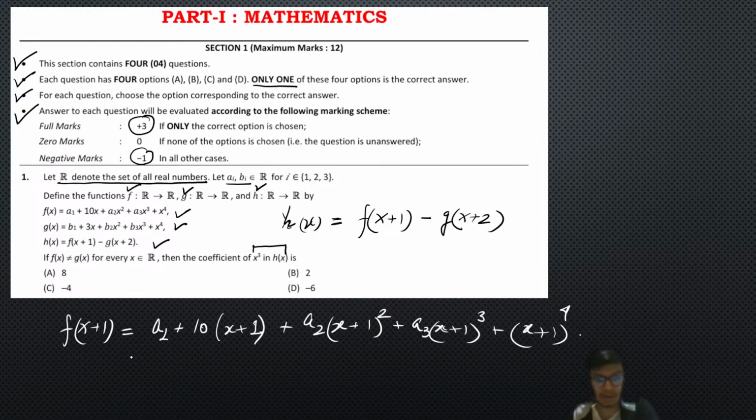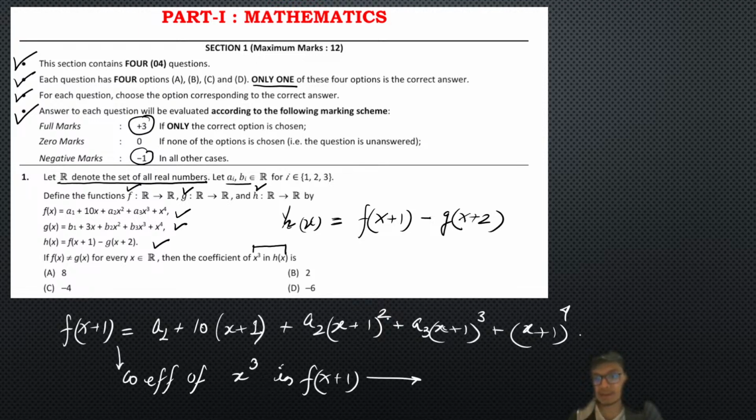So if I try to find out what is my coefficient of x cube in f of x plus 1, then I'll find out that the coefficient of x cube in f of x plus 1 is basically going to come from this part over here, and it is going to come out as a3, right? A3 over here, and one part from here, that is going to be plus.